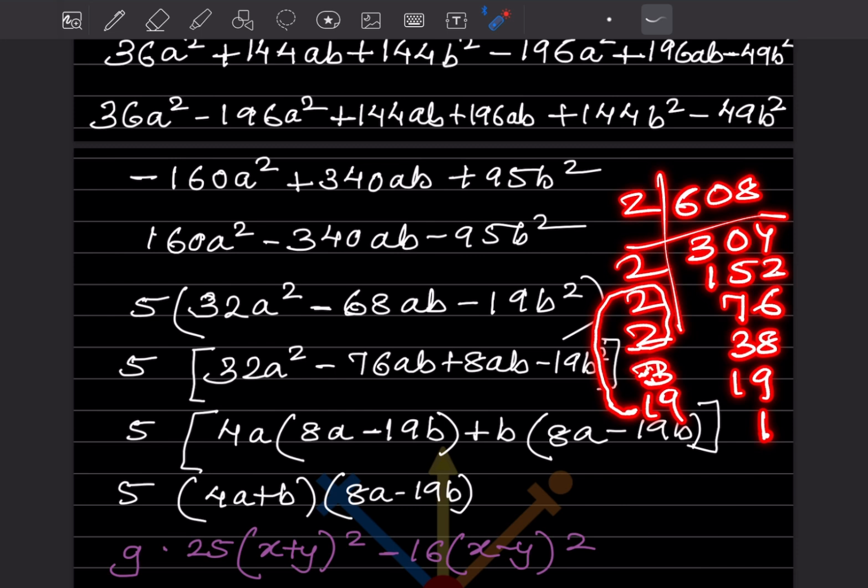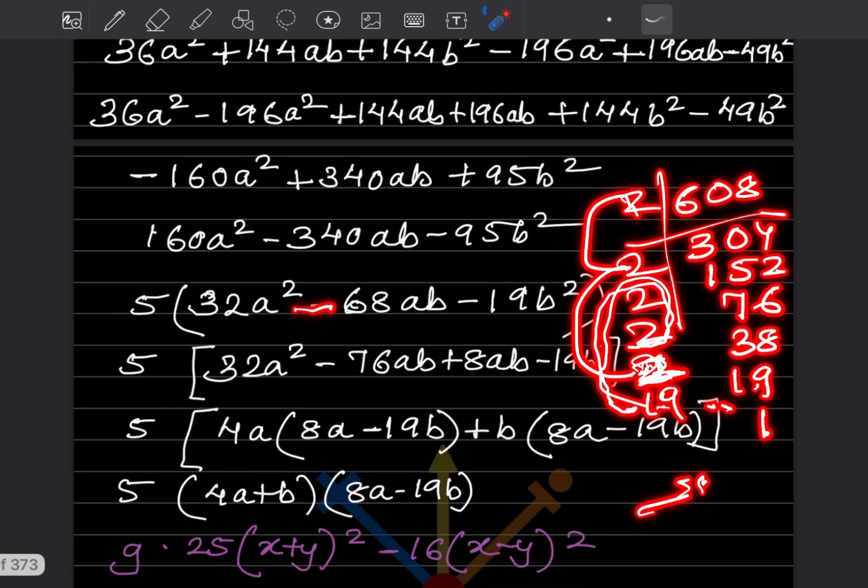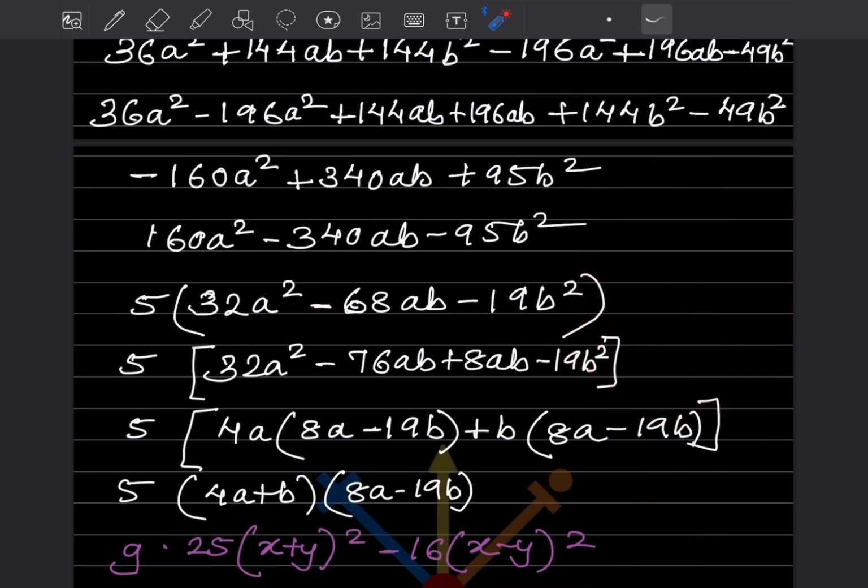Sorry, here will be 2 19s and 19 ones, sorry for this one. So this will be 19 into 4, that is going to be 76, and this 2 2s are 4, 4 2s are 8. So here we want minus 68. So minus 76 plus 8. These are the factors of 608. So minus 76AB, and this will be plus 8AB, and this will be the same.